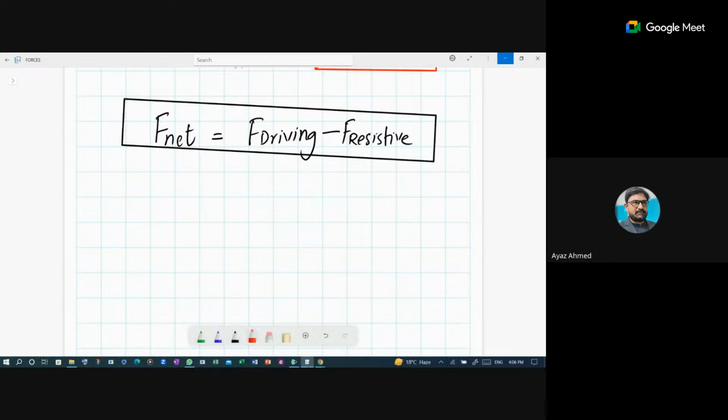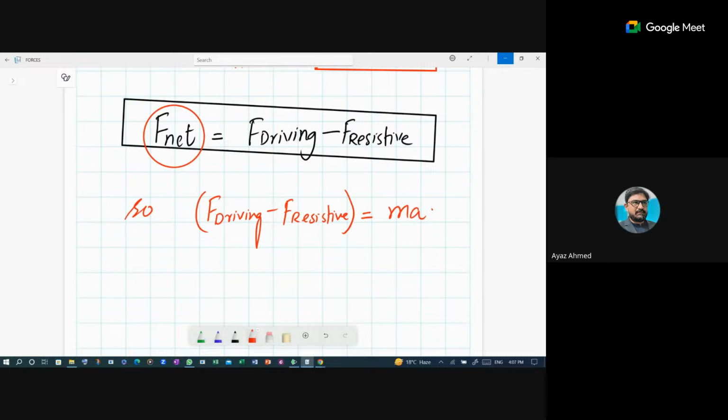So whenever you are going to find out the net force, this force is applied over there. Which force is applied over there? This force, F net. So it means that your formula will be F driving minus F resistive. This is the net force, that is equal to ma. This formula will work all the time. Okay.